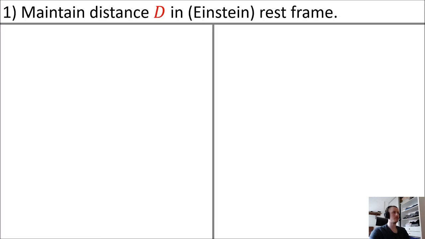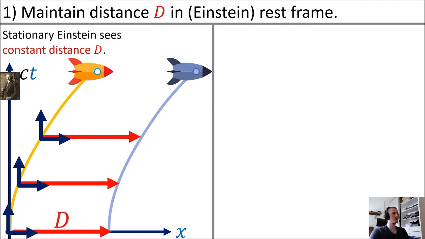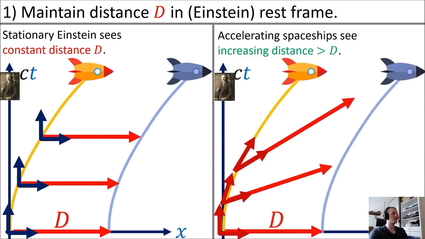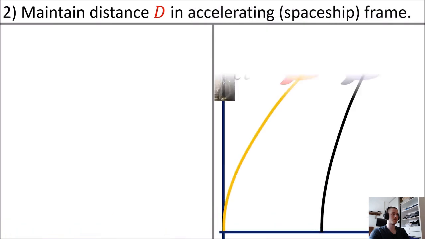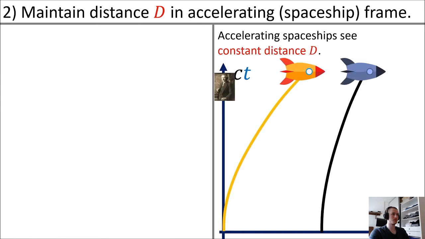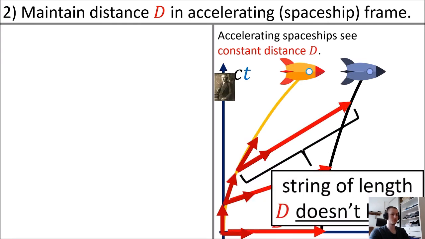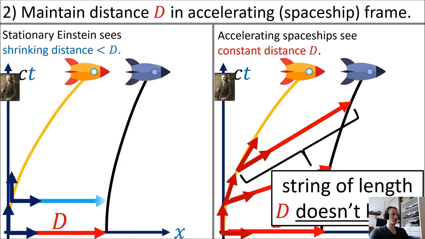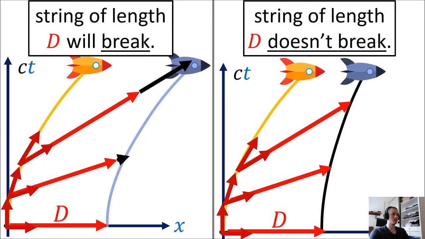So in the first scenario, where the stationary observer sees a constant distance between the ships with equal proper acceleration, the observers on the ships see themselves moving apart, and so a string between them that's moving along with the ships would break. But in the second scenario, where the ship at the back accelerates harder to maintain a constant proper distance between the ships, the string doesn't snap because the distance between the ships doesn't change. The stationary observer sees the distance between the ships get smaller and smaller. This is the resolution to Bell's spaceship paradox.